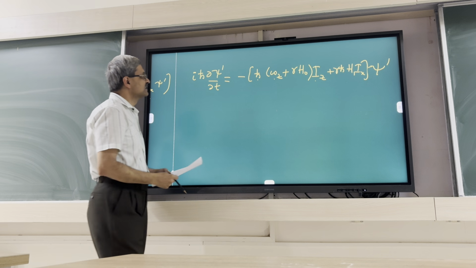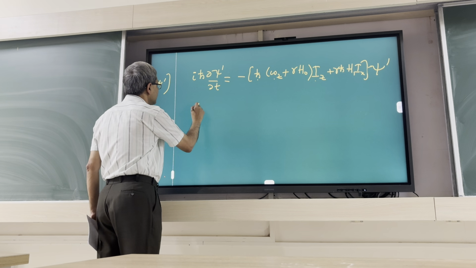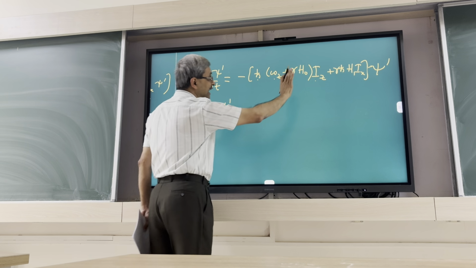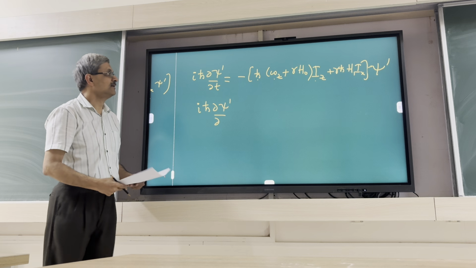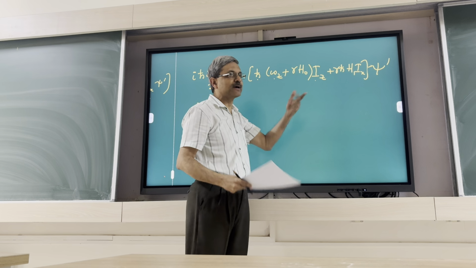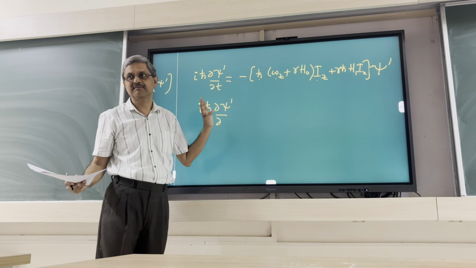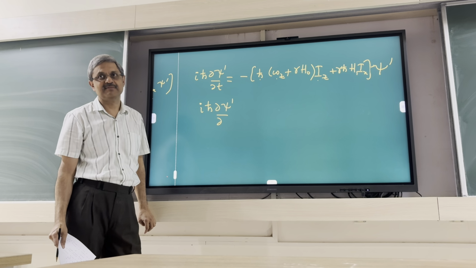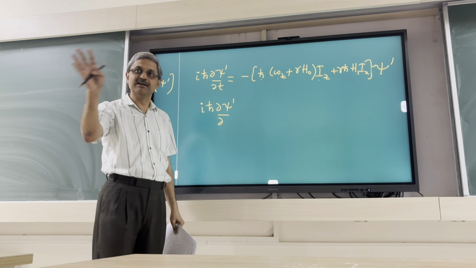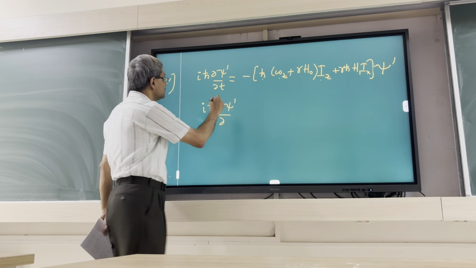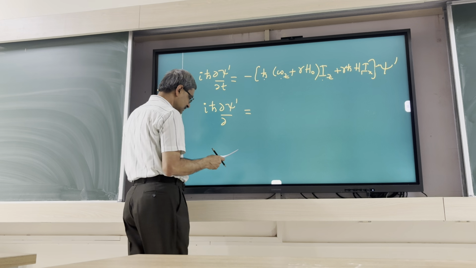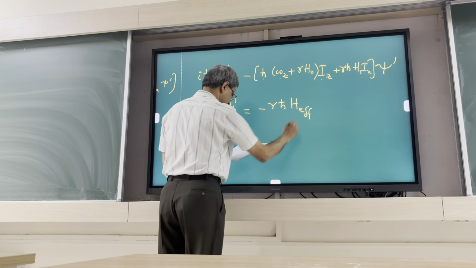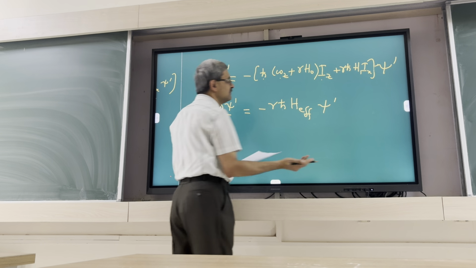So what has happened now? I have rewritten. So I do have an RF field present actually. The time dependence from these operator parts is gone. Okay, it's there in the psi prime now. Psi prime is some e to the something psi. Okay, so this now looks like just minus gamma h bar h effective, right?